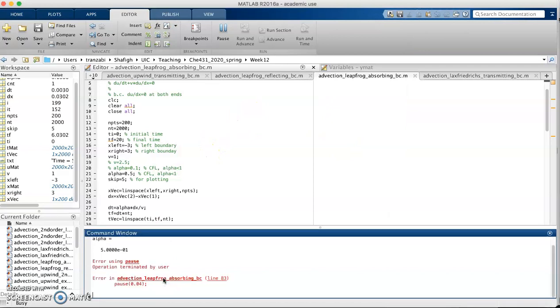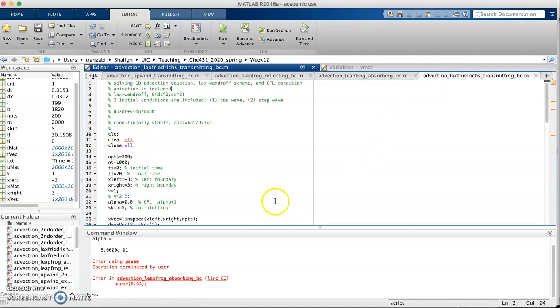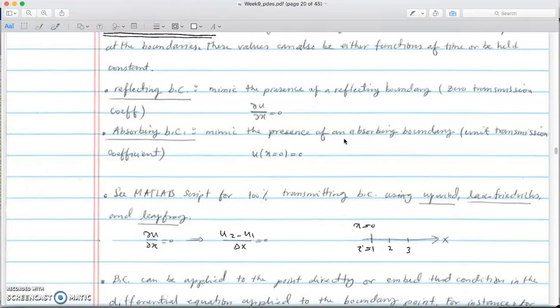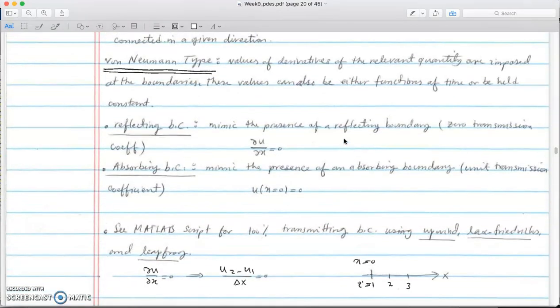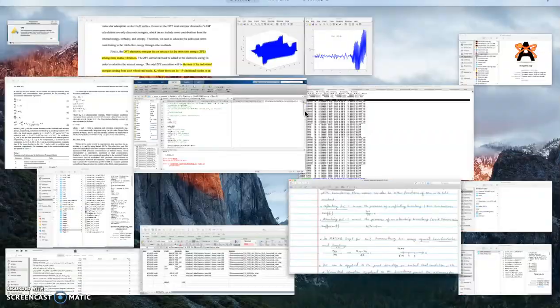Right, so I have to stop this. So this was absorbing boundary. Now, in the interest of time, I can also explain transmitting boundary in Lax-Friedrichs. So let's look at transmitting boundary. Actually, we can look at the script directly.